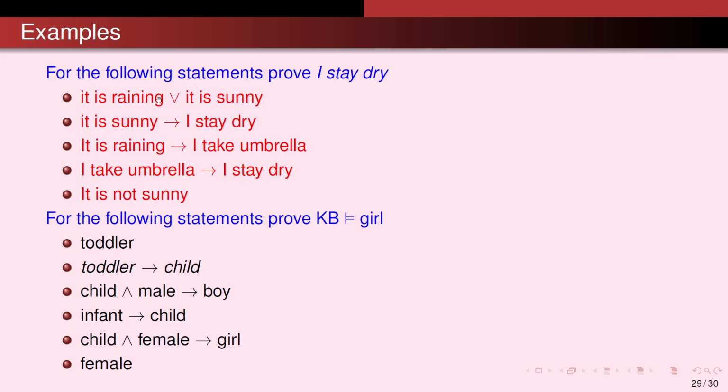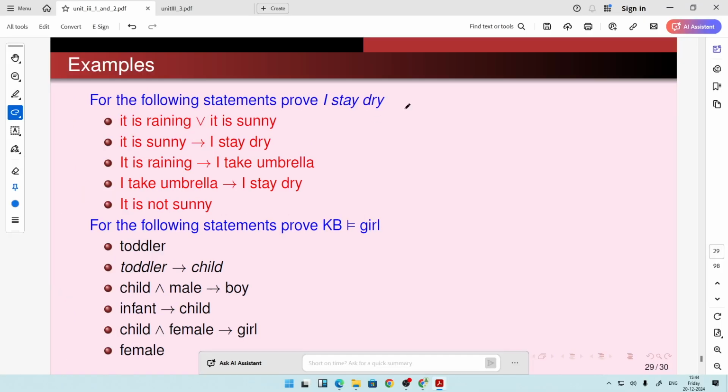It is raining is one propositional formula, we can call it P. It is sunny, it is Q. So, it is going to be P or Q. Raining, we can take it as P. Sunny, we can take it as Q. Dry, we can take it as R. So, the first one would be P or Q.